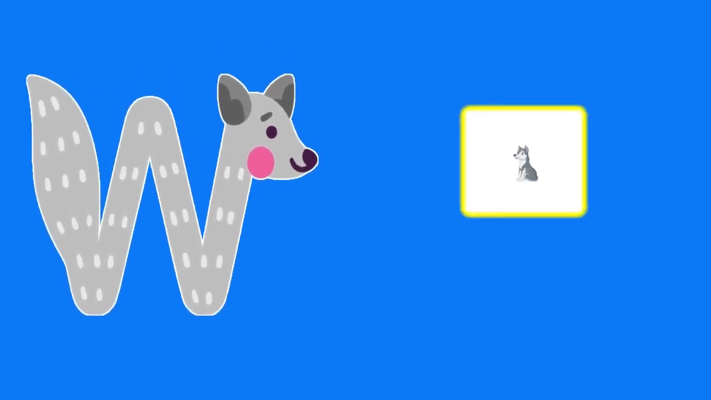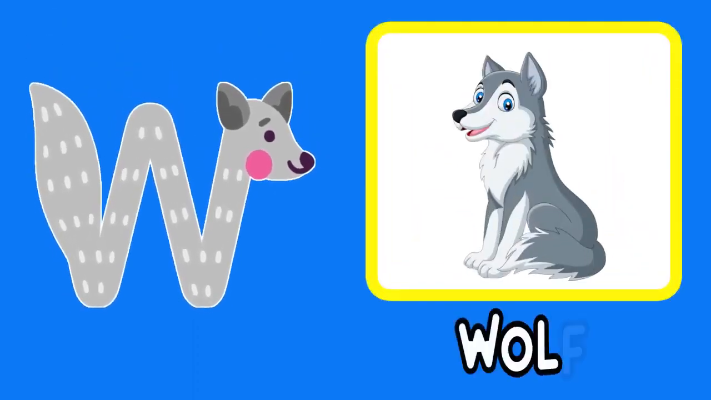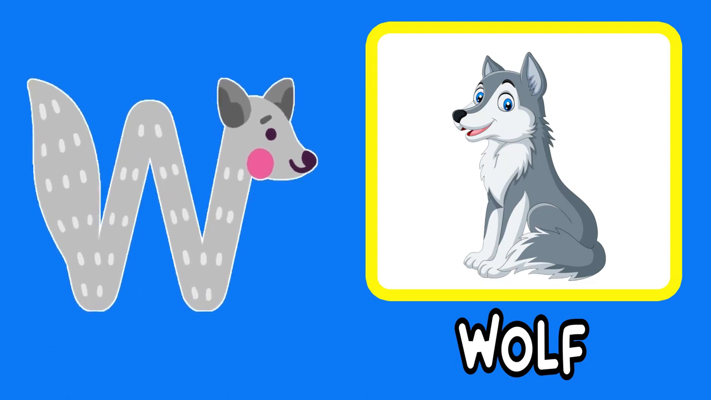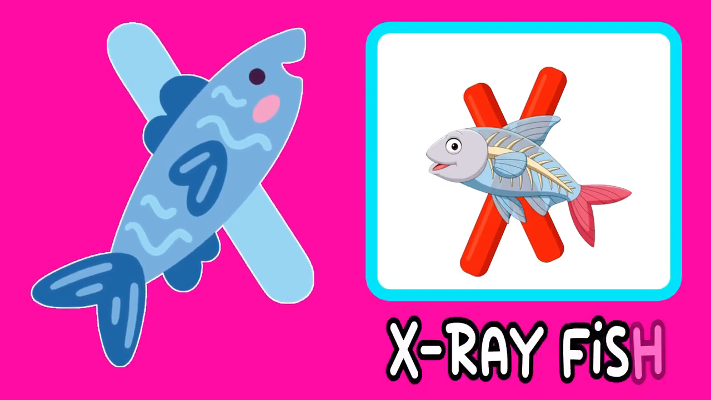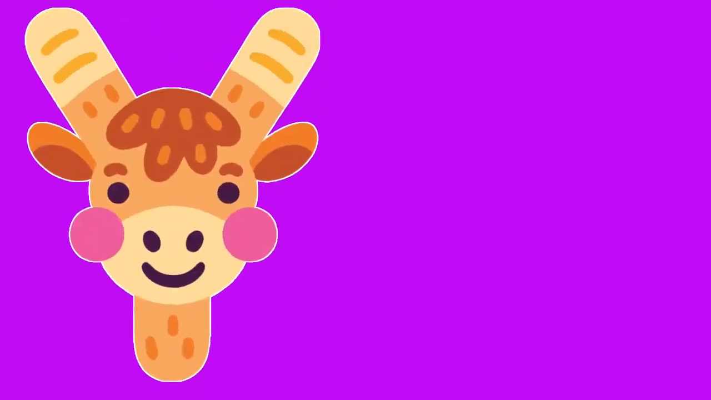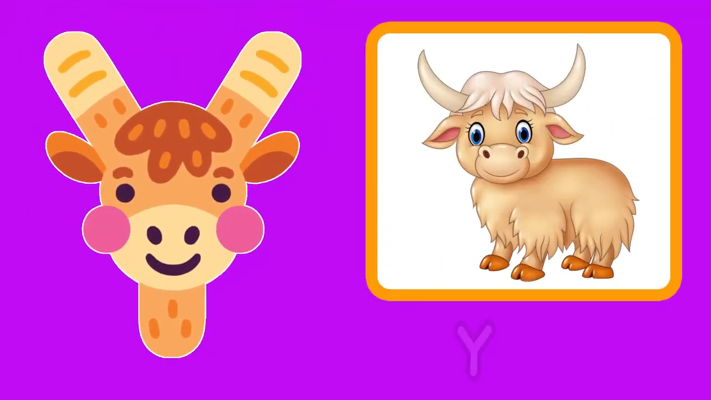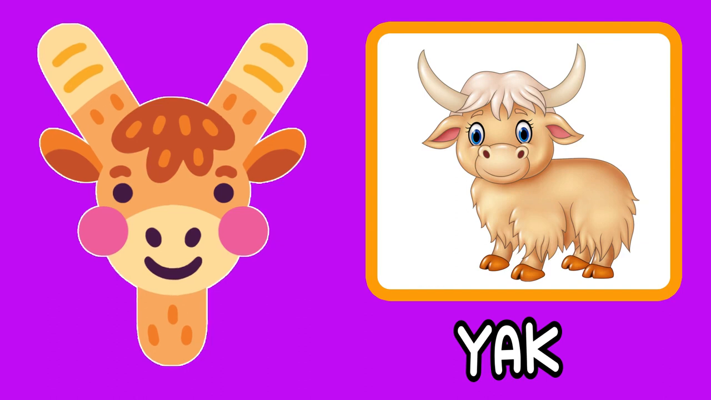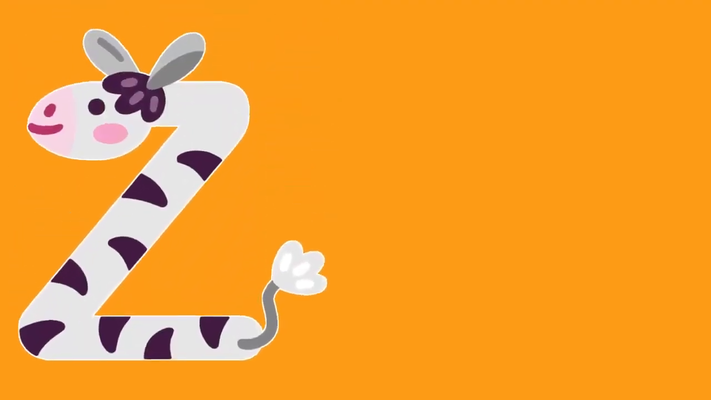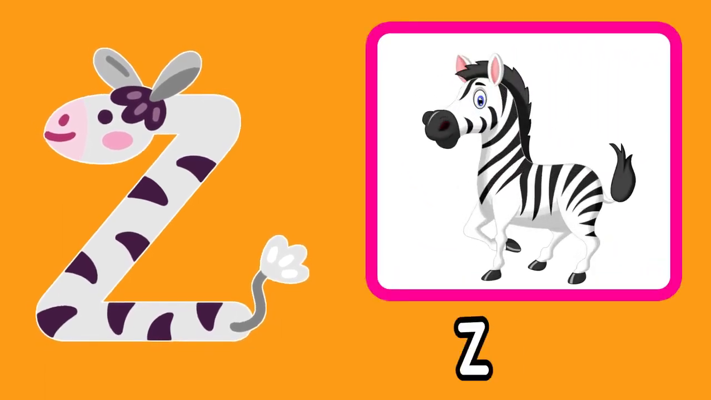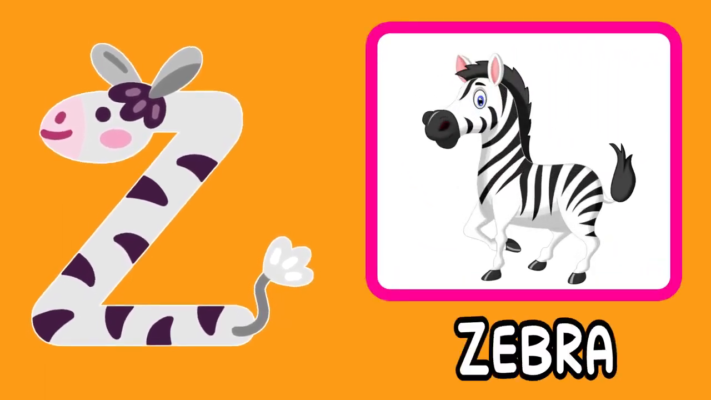W. W for wolf. Wolf. X. X for x-ray fish. X-ray fish. Y. Y for yolk. Yolk. Z. Z for zebra. Zebra.